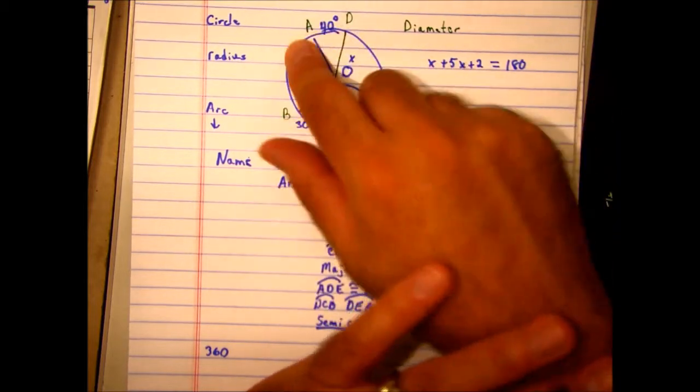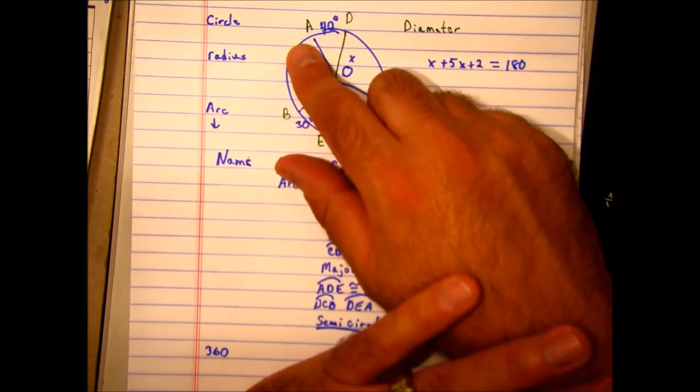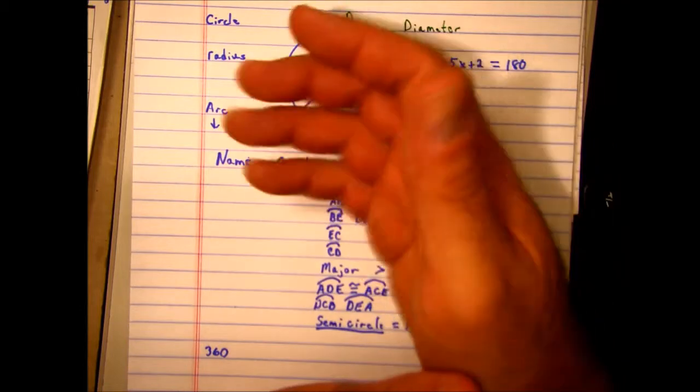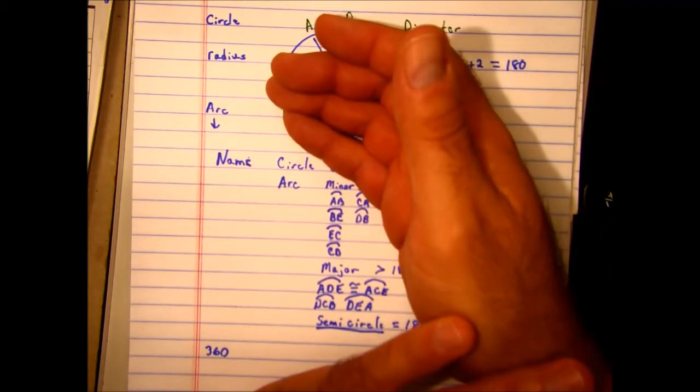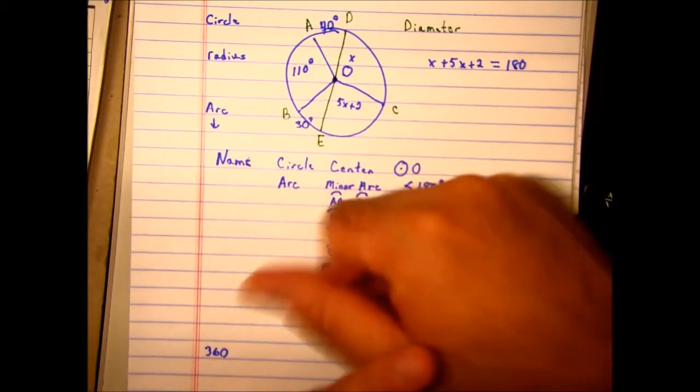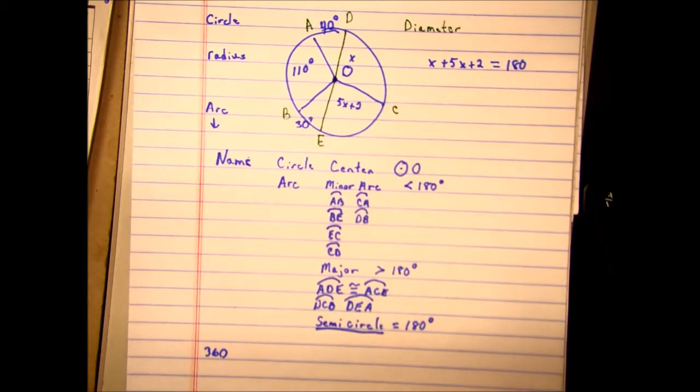Or add up all of the arcs to equal 360, or add up two of the arcs to equal 90. All the stuff that we've been working on will still exist. So what I'd like you to do is try Got It problem 1 and Got It problem 2, and then check back here and we'll go over the answers.